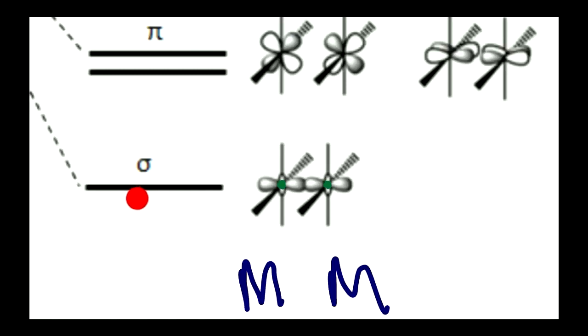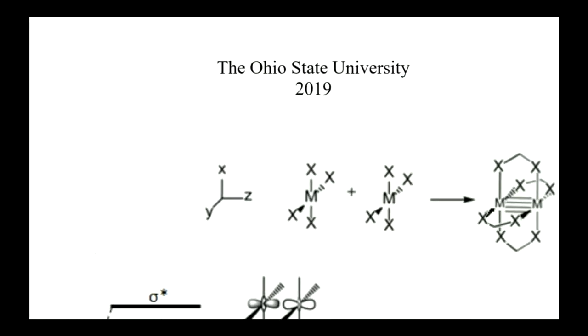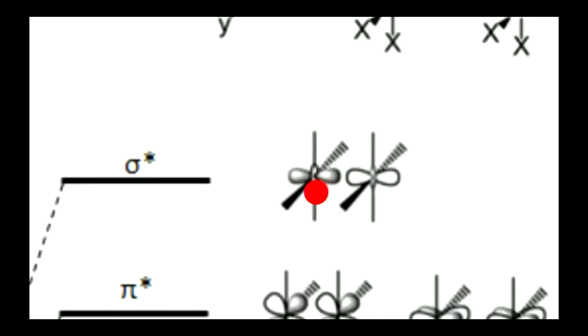What do you think sigma star would look like? Sigma star. The interaction is still the same, right? But the phasing is different, right? So instead of 2 gray lobes, sigma star looks like this. Sigma star looks like that. So it looks the exact same, it's just the phasing's a little bit different, okay?